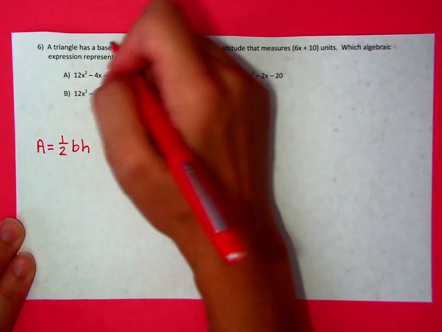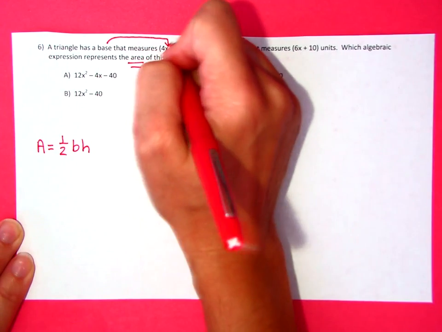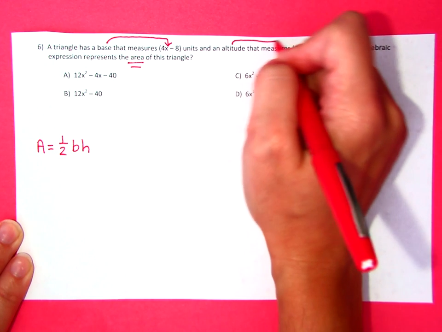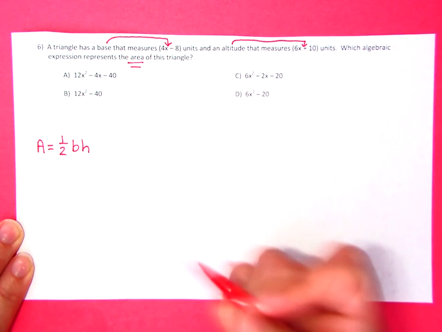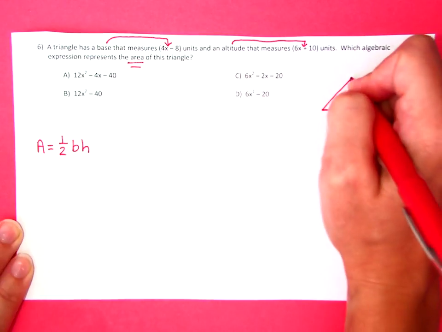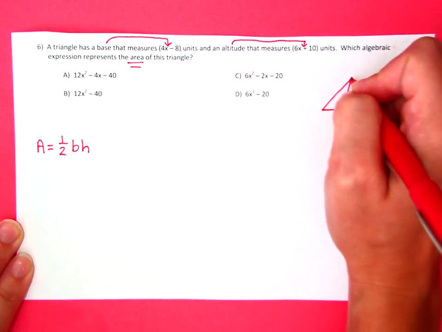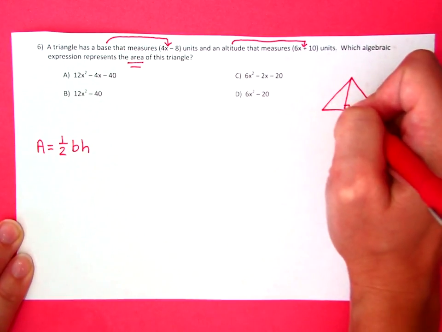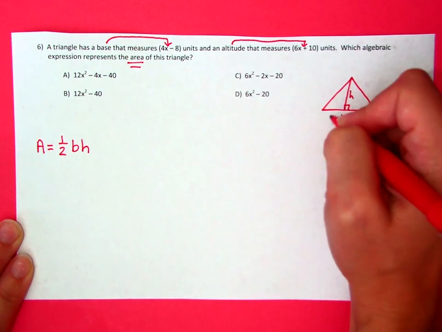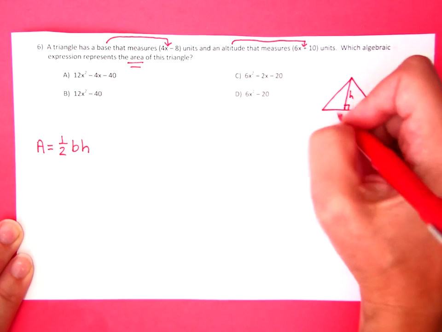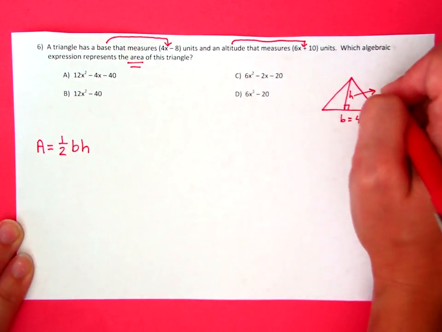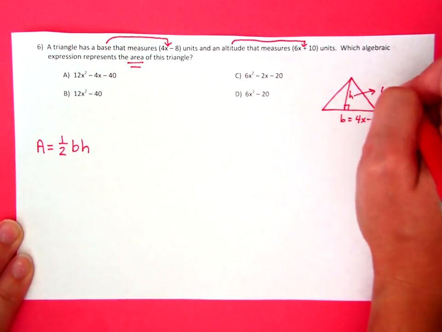It tells me that the base is this amount of units, and the altitude. Altitude is another word for height, but really the purpose behind it is that when you have any kind of triangle, the altitude comes from an opposite vertex to the side making a right angle, which makes it the actual height of the triangle. So here we've got our base and our height. They're saying this base here is 4x minus 8 units, and this altitude here is 6x plus 10 units.